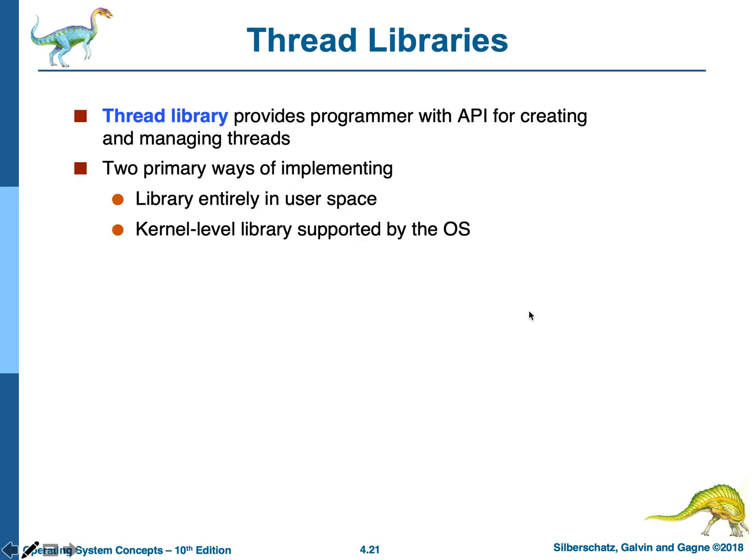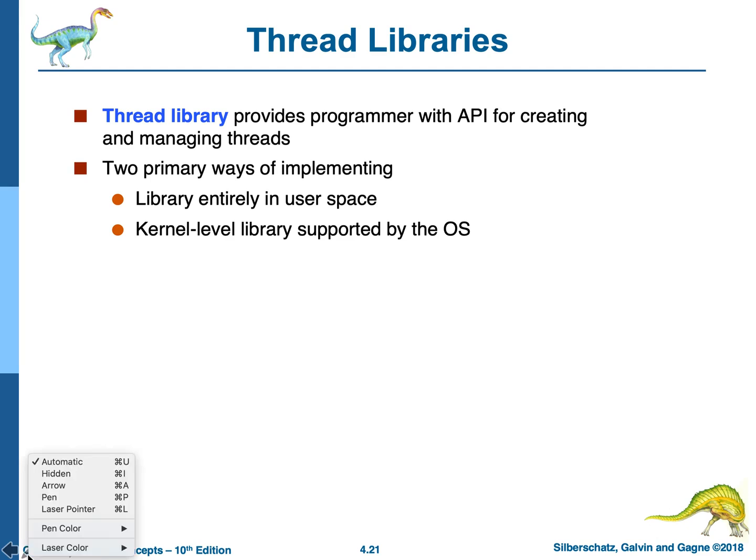So for implementing these threads, we have thread libraries. The thread libraries provide an API for creating and managing threads. There are different thread libraries, for user level threads and kernel level threads. User level libraries are entirely in the user space with no kernel support, where code and data structures exist in the user space, and invoking a function results in a function call.